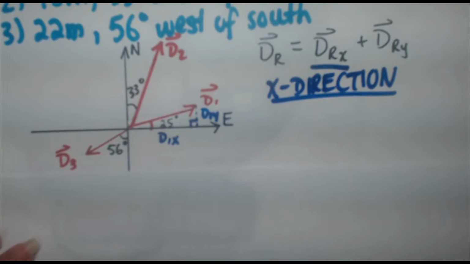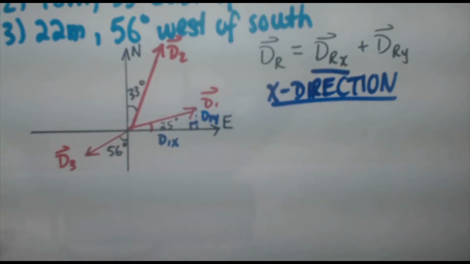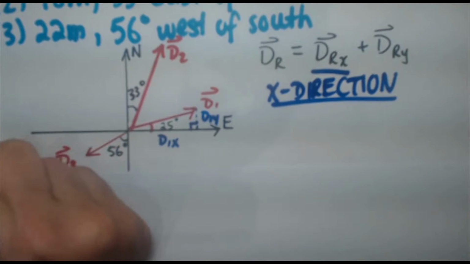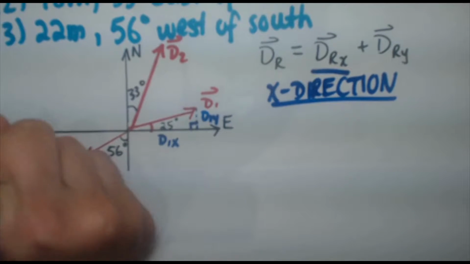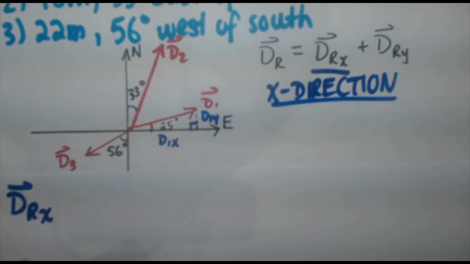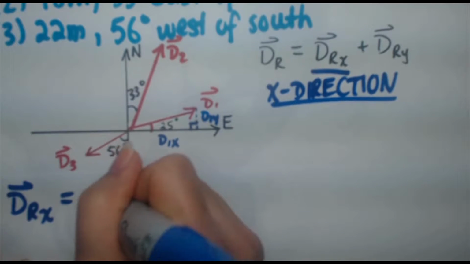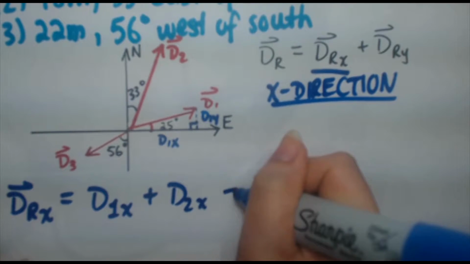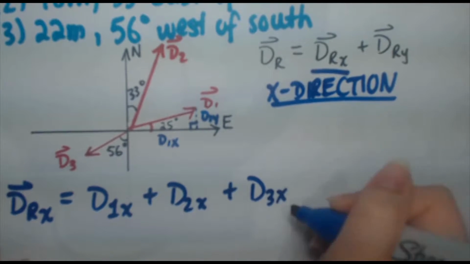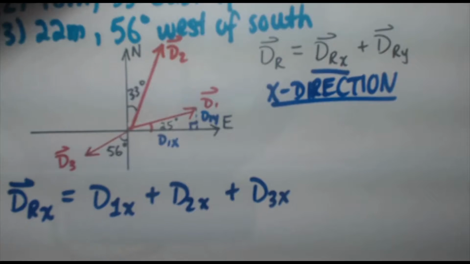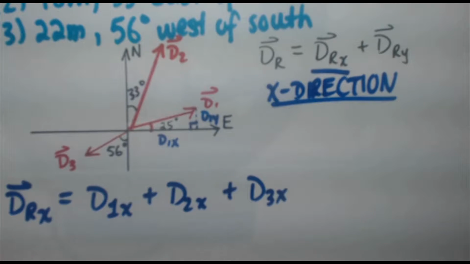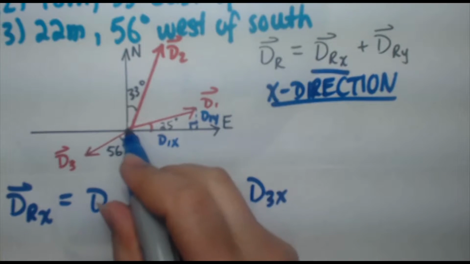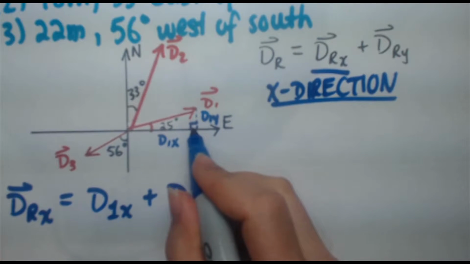So for the x direction, D resultant x is equal to the x component from 1 plus the x component from 2 plus the x component from 3. Pretty straightforward. You just write down your formula first. Now the x component from 1, let's take a look. X component from 1, that's this part right here, right?